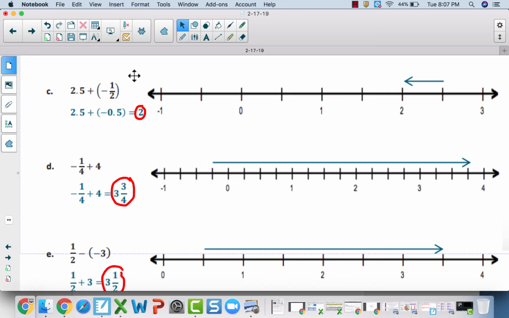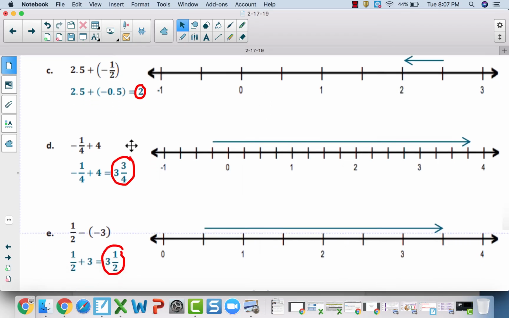C, immediately when I'm thinking, my positive is further from 0 than my negative. My answer will be positive, and I'm going to need to subtract. Now, if I'm just looking at a number line, I'm starting at 2 1/2, and I'm going to the left because the second rational number, this is not an integer here, this is a rational number, but our second rational number is negative, so I move to the left 1/2, and I end up right at 2. So the sum here is 2.